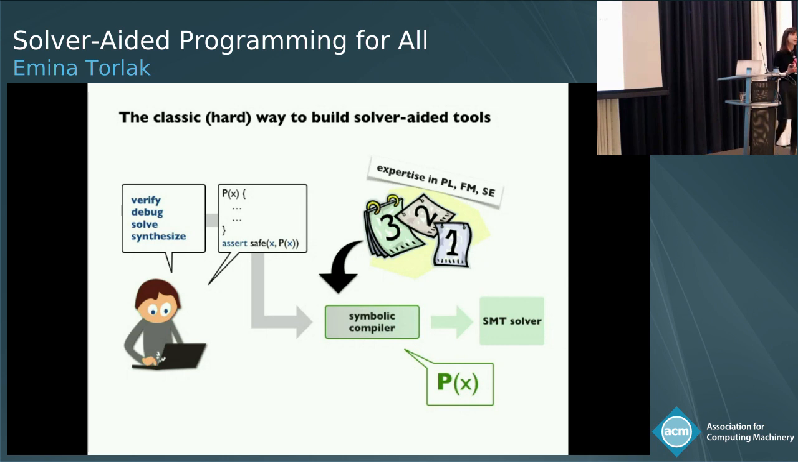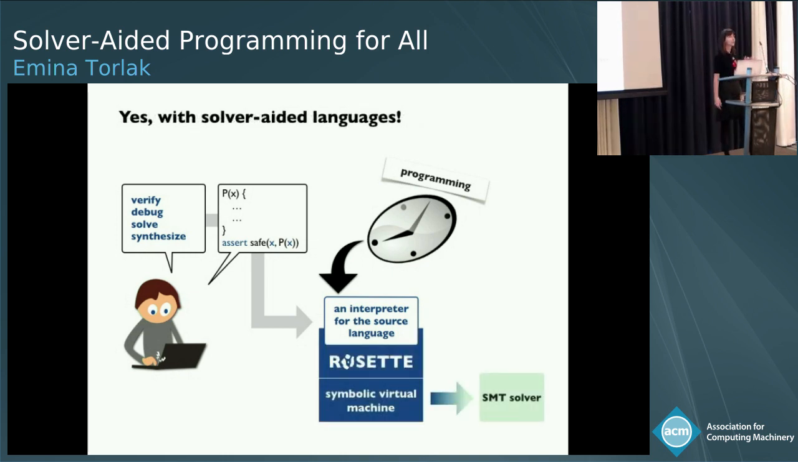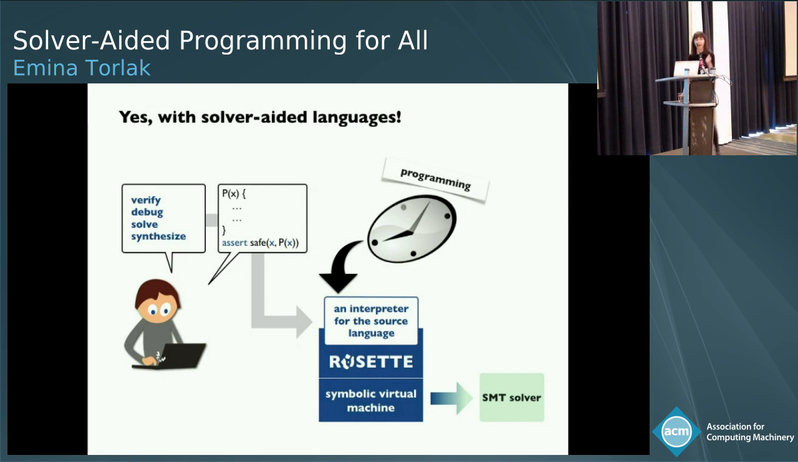What Rosette helps you to do is essentially avoid building this compiler. So instead of building a compiler from your programming language down to constraints, what you do instead is you simply write an interpreter for your programming language. And that's all you do. The catch is you write your interpreter in a language that itself has a symbolic compiler. So the one in Rosette is called a symbolic virtual machine. When you execute your program on top of your interpreter on top of Rosette, it will generate those constraints for you and send them to the SMT solver and communicate with the SMT solver on your behalf.